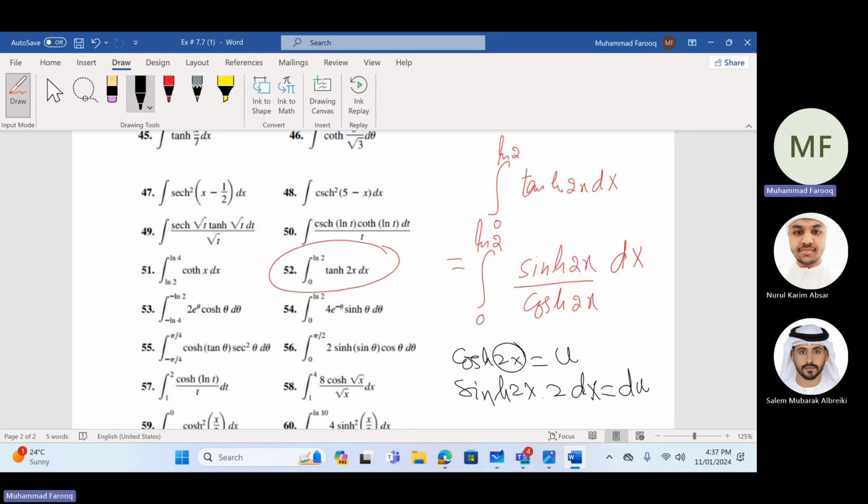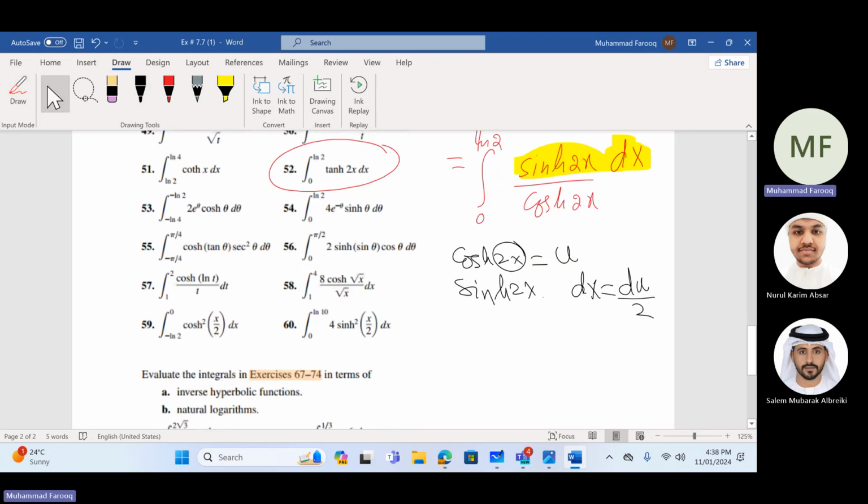Now, in my question, I need only sinh 2x dx. So what is extra in my calculation? 2. Yes, divide by 2 on both sides. This 2 I don't need, so I divide by 2. So what is the numerator answer? 1 over 2, du. Very good. So please put back the substitution here.